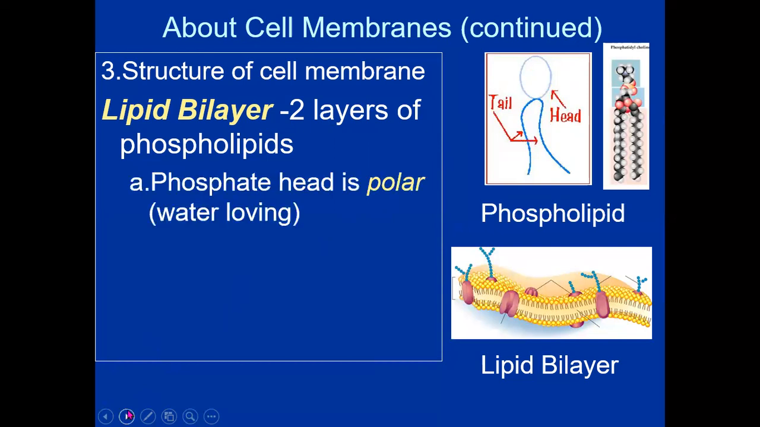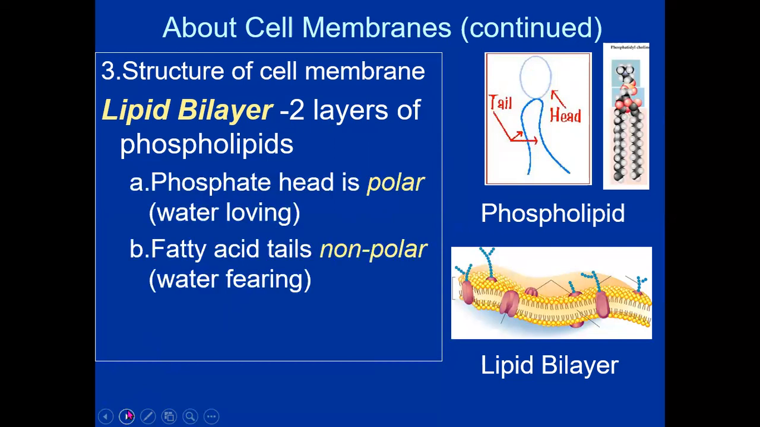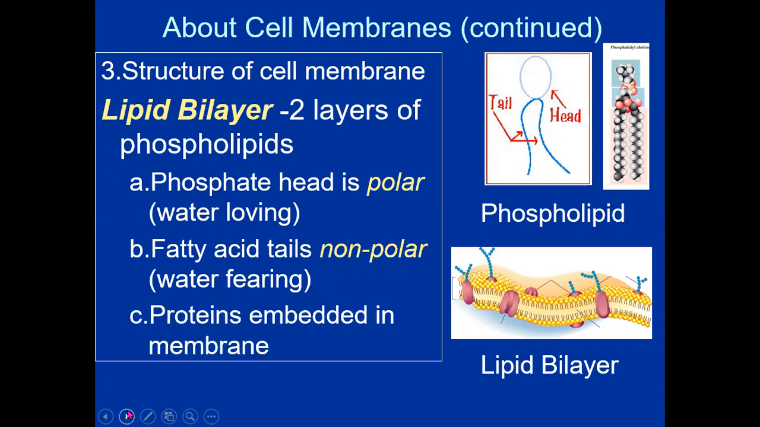Since there are two layers of phospholipids, if you look at the diagram on the right, one layer faces inside the cell, and the other layer faces outside the cell. Since there are two, this is why we said it's a phospholipid bilayer.